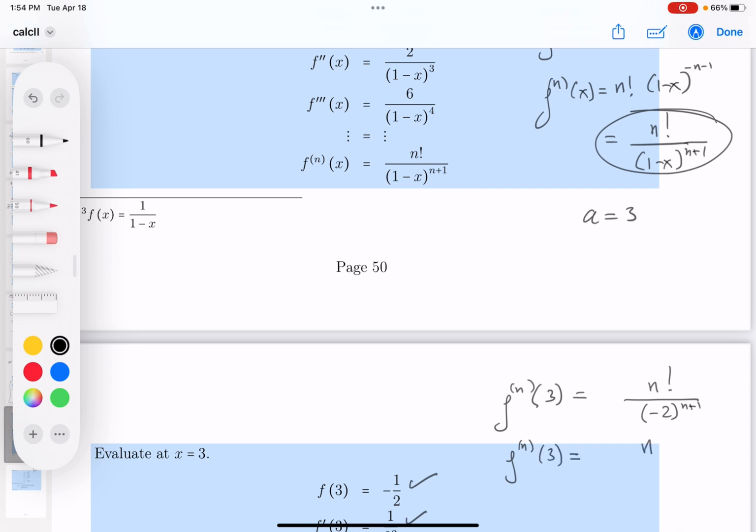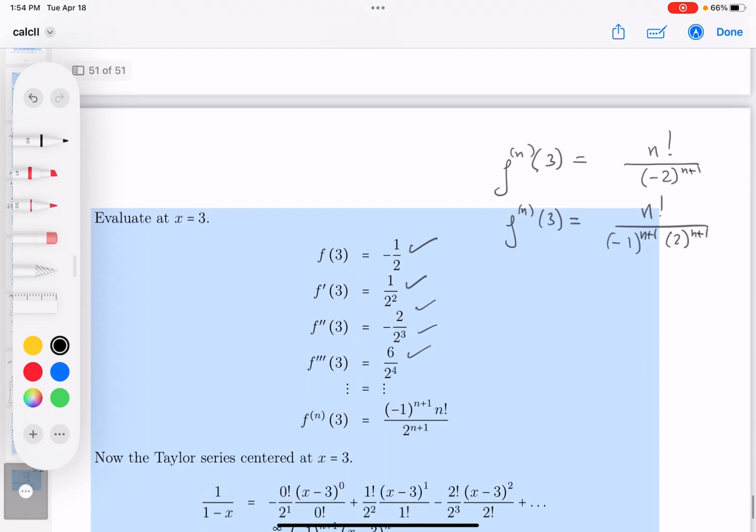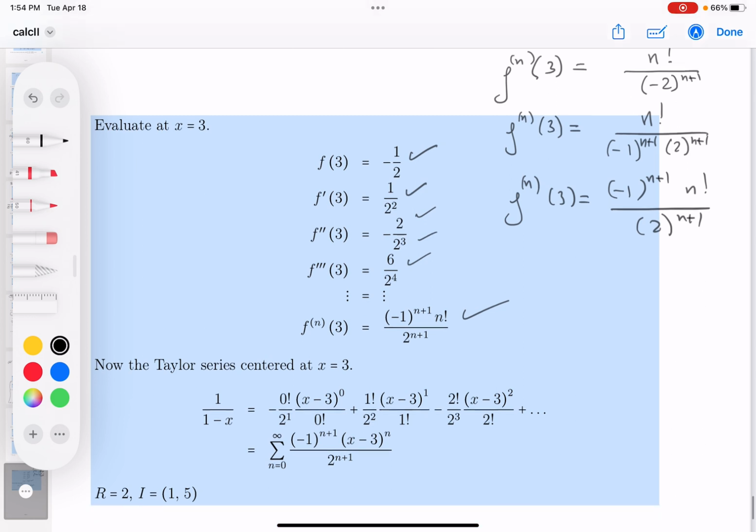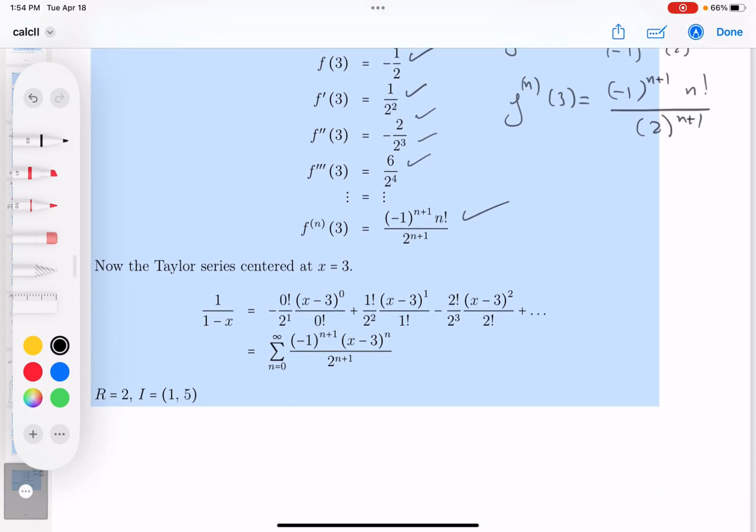And what do you get there? You get n factorial, you get (-1) to the n plus 1, and then you get 2 to the n plus 1 here. This explains the alternating part now. f^(n)(3) is going to be (-1)^(n+1) times n factorial over 2^(n+1). That's what's written over here. And then what I do is just write down a Taylor polynomial. That's all you have to do. It's fairly easy to write down. I've got a nice pattern to it, very predictable.